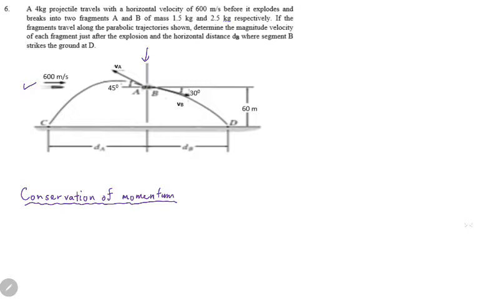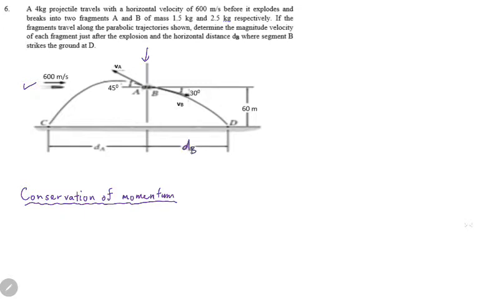We are required to find the speed of the fragment that is moving in the direction of VA, and also the speed of the fragment that's moving in the direction of VB. And the other part that we need to find is the distance dB here.